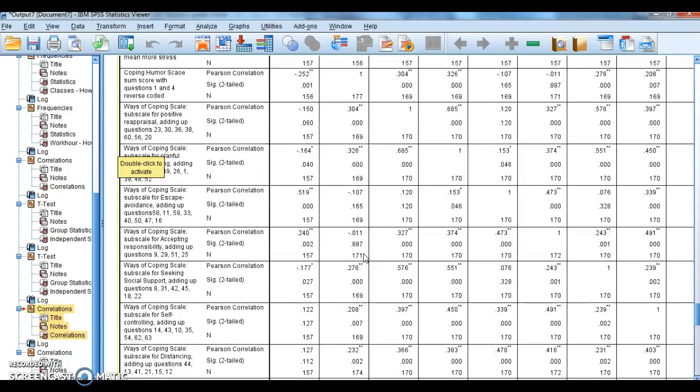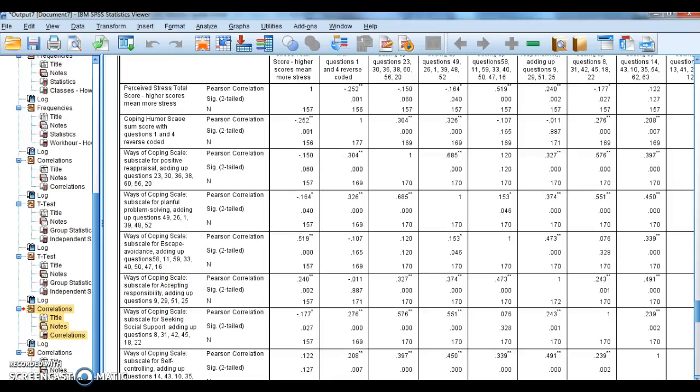Now, one thing I wanted to point out is seeking social support. You'll see that seeking social support is negatively related to stress. So people who are higher on stress seek social support less, but it is positively related to humor. And you might think about how humor has a very social aspect. So there are your results for hypothesis 2.